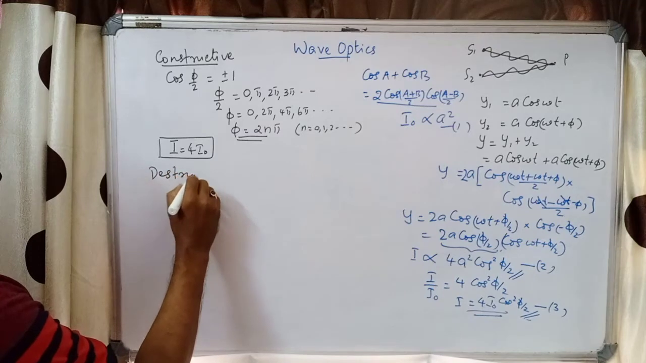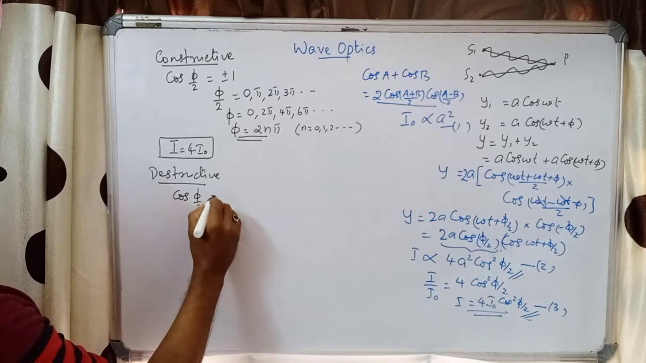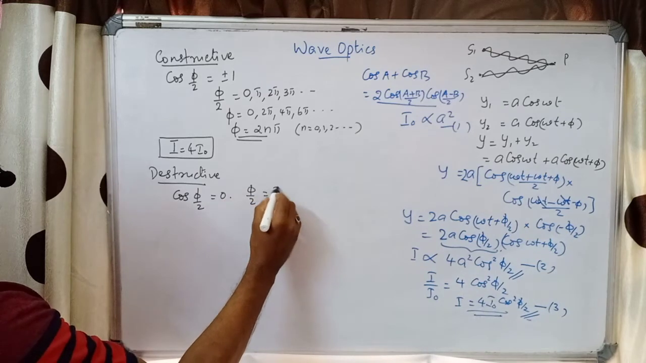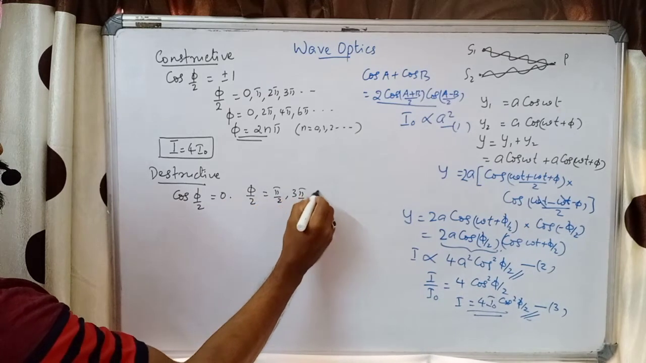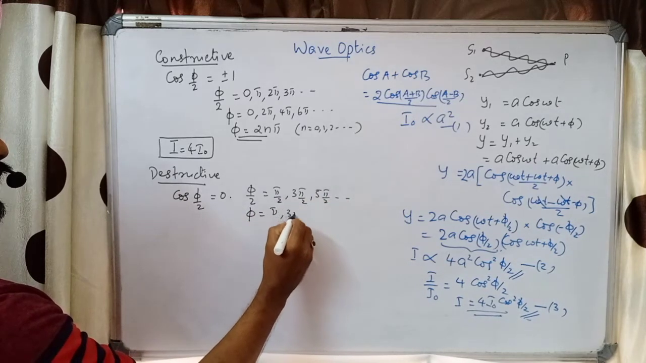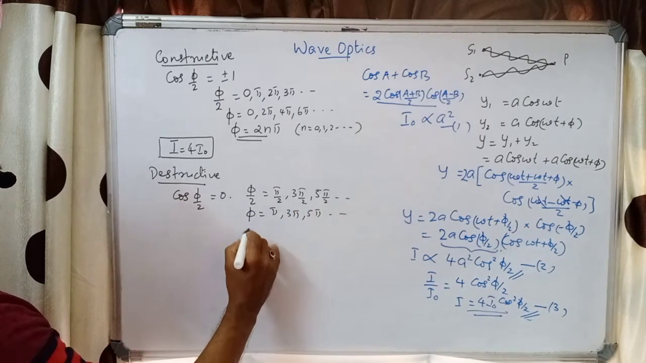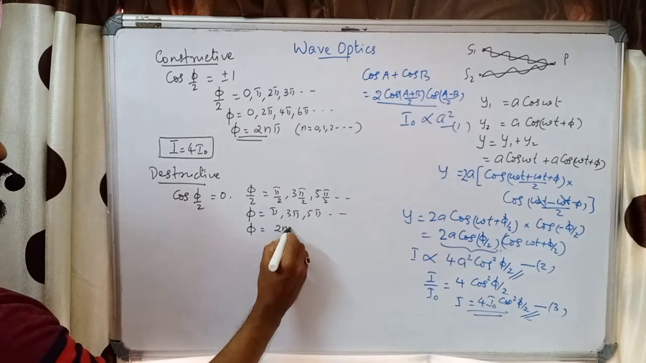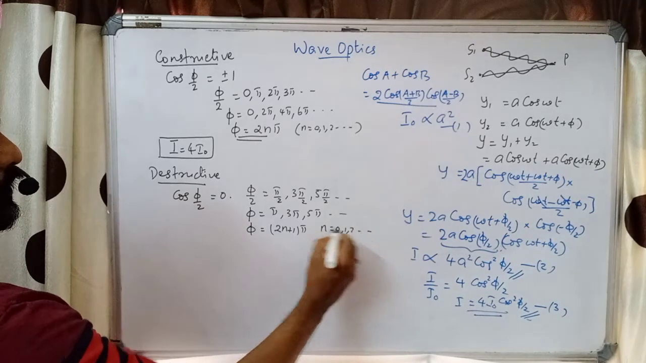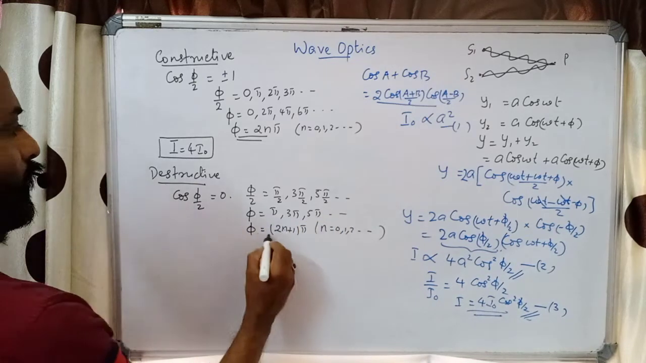For destructive interference, cos (phi by 2) should have a value 0. Okay, this can be 0 when phi by 2 takes values like pi by 2, 3 pi by 2, 5 pi by 2, etc. So what should be phi? Phi is equal to pi, then 3 pi, 5 pi, etc. So generally we can say phi is equal to (2n plus 1) pi. What is the value of n? n has values like 0, 1, 2, etc. n is equal to 0, it will be pi. n is equal to 1, 3 pi, and so on. Okay, this is the condition.